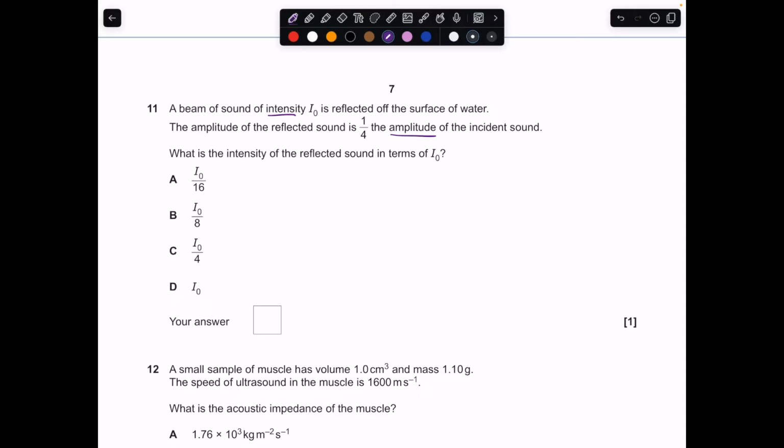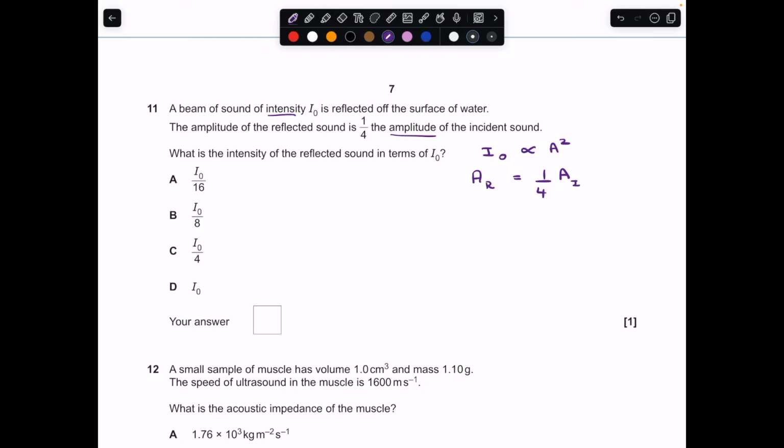And at first, this question may seem confusing, but if you just write down A, the relationship between the intensity and the amplitude, and B, how that amplitude is changing? Okay, so we know that I naught is directly proportional to amplitude squared. And we are further given that the amplitude of the reflected sound, so I'm going to just call it AR, is equal to a quarter of the amplitude of the incident. Okay, so I'm just going to call it AI, the incident sound.